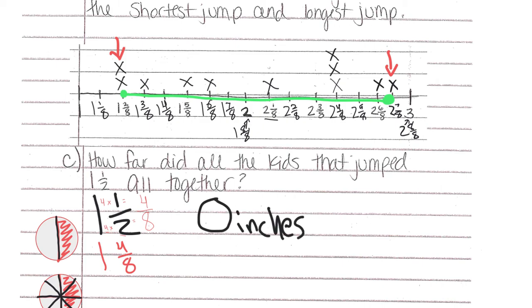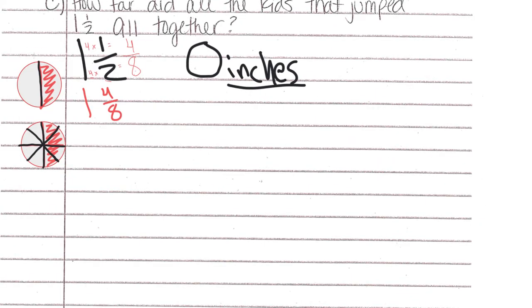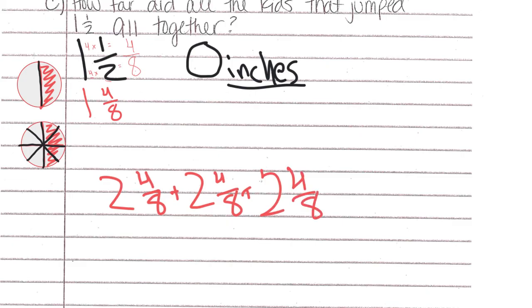Okay? But what happens if, instead of 1 4/8, what if we said 2 4/8? 3 kids jumped 2 4/8. If you were going to add all of those up together, what would you get? Well, you'd have to do it 3 times. 2 4/8 plus 2 4/8 plus 2 4/8. Okay? Add up your whole numbers first. 2, 4, 6. Okay, let's put that down there, 6. And then let's add the others, which would be 4/8, 4/8, 4/8. That's going to give me 12/8.